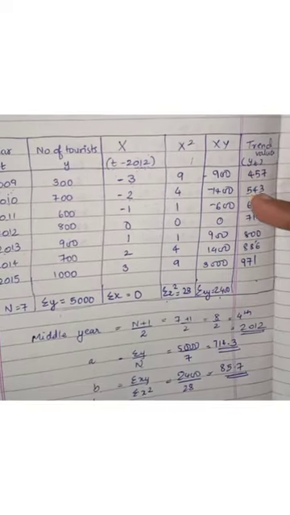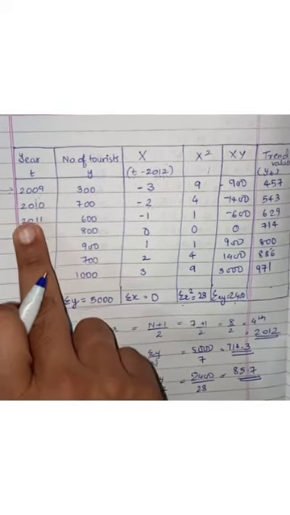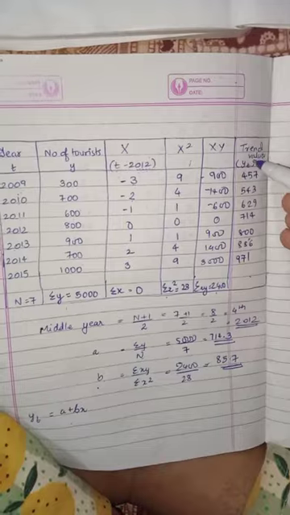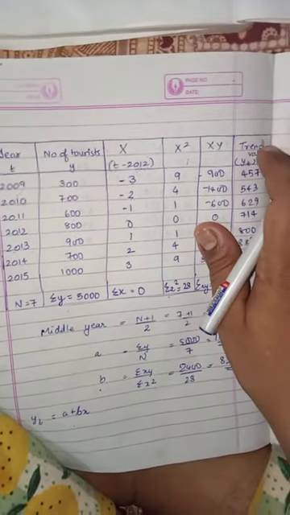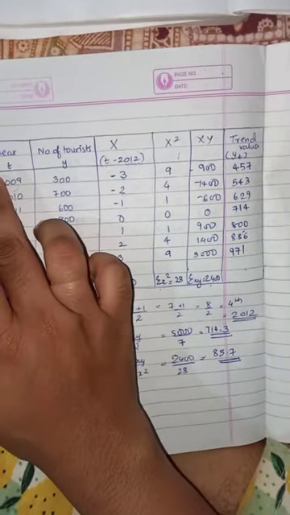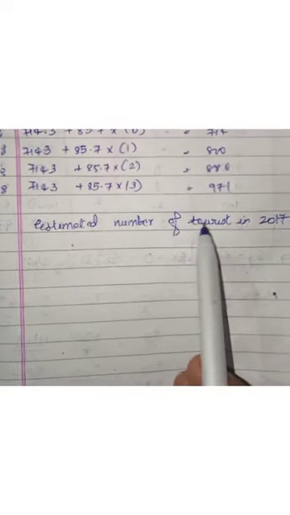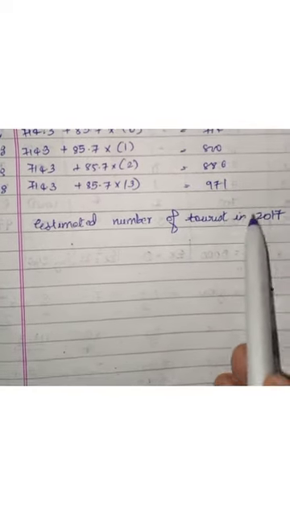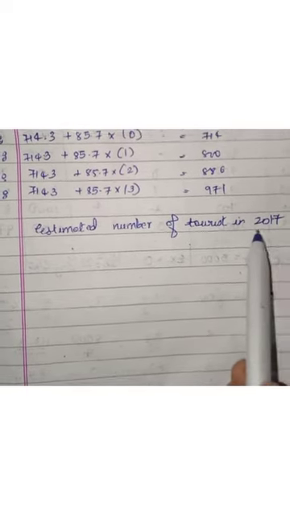See, dear students, I have placed all the trend values according to the year. So we got all the yt values, but this is not the end. We have to find the trend value for a particular year given in the question, that is, the estimated number of tourists in the year 2017. This is the second part of the question.